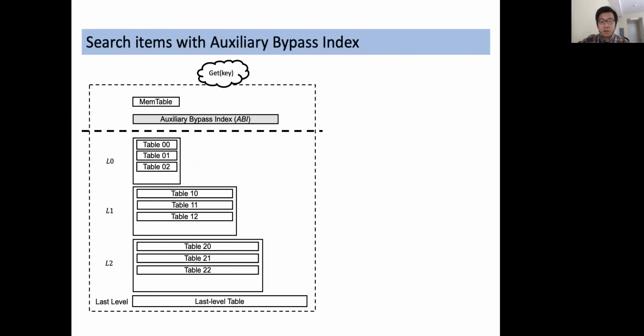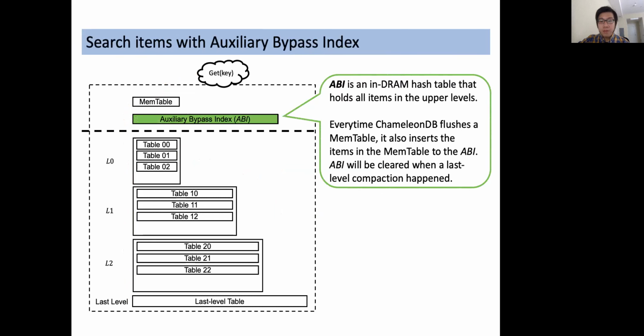The auxiliary bypass index, ABI for short, is an enduring hash table that holds all items in all the levels except the last level. To make this happen, every time ChameleonDB flushes a main table to level 0, it also inserts the items in the main table to the ABI. And then, after a last level compaction, ChameleonDB clears the ABI as all levels except the last level are clear.